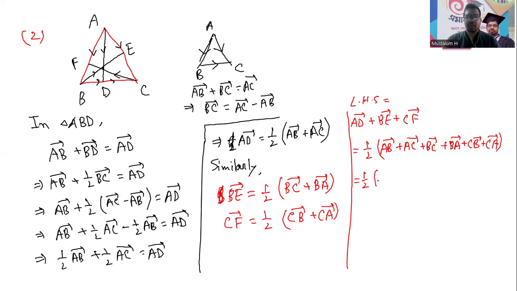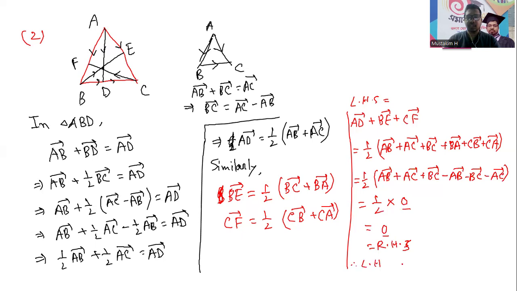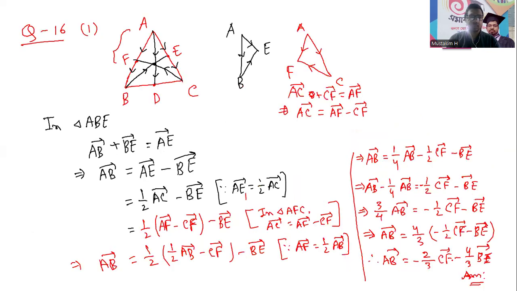Now, in AB plus AC plus BC, here we can write BA vector as minus AB vector, CB as minus BC vector, and minus AC vector. So if we add all these vectors, there will be zero vector. That means if we multiply the zero vector with half, there will be zero. That means LHS equals RHS. So this will be proved.